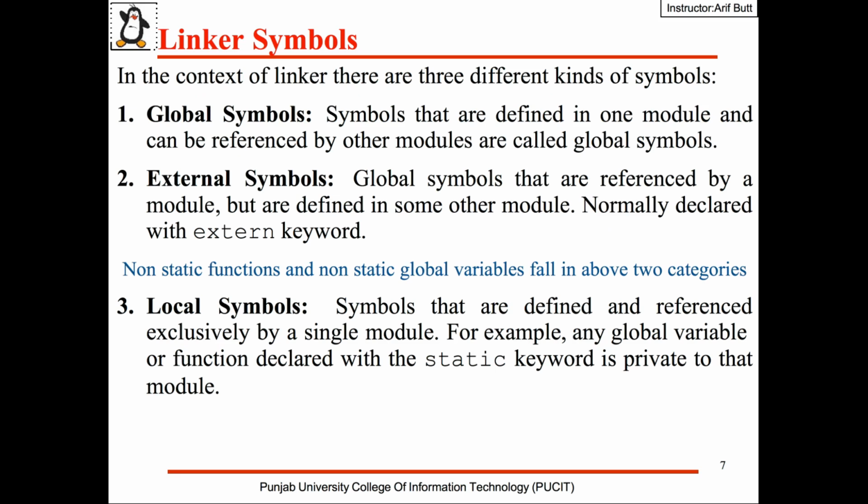We have global symbols, symbols that are defined in one module and can be referenced by other modules. External symbols are global symbols that are referenced by a module but defined in some other module. Normally they are declared with the extern keyword. And the local symbols are symbols that are defined and referenced exclusively by a single module. For example, any global variable or function declared with the static keyword is private to that module. So while understanding symbols, you need to keep these three types in mind: global, external, and local.